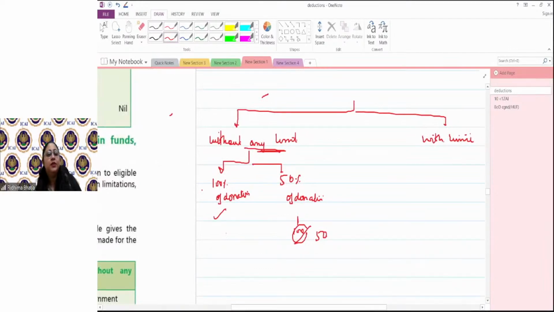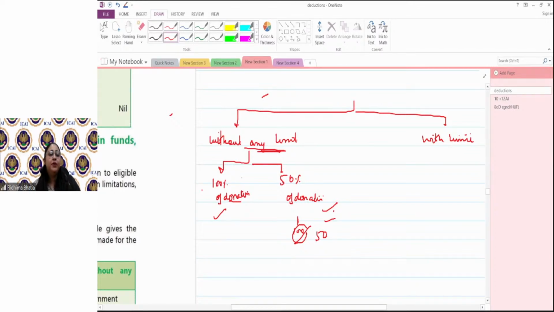So if the donee comes under the first category, I can claim 100% deduction. If the donee comes under the second category, I can claim 50% as deduction. 1 lakh rupees का contribution किया, 50,000 allowed होगा. But first category में 1 lakh का contribution donation किया, 1 lakh would be allowed. Whatever is the donation, that would be allowed.